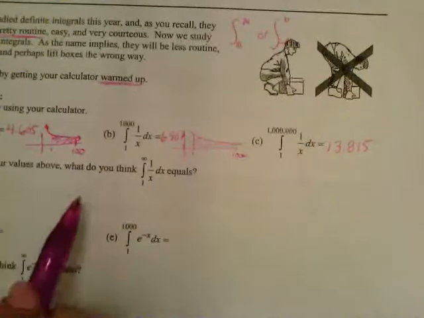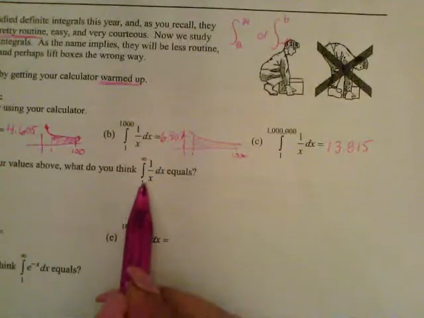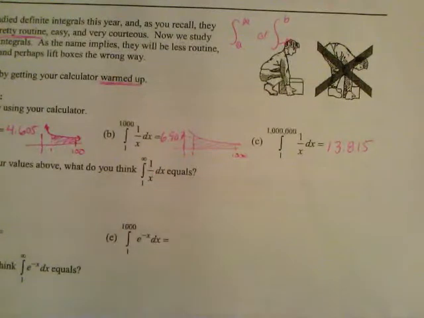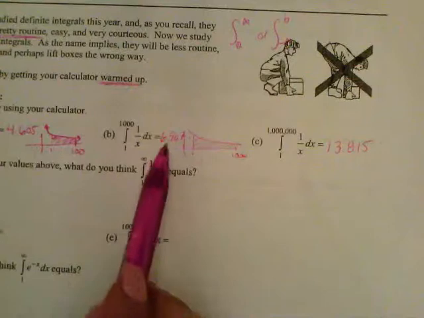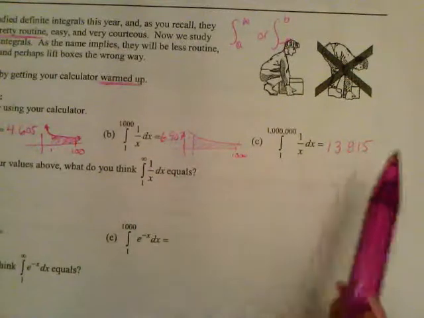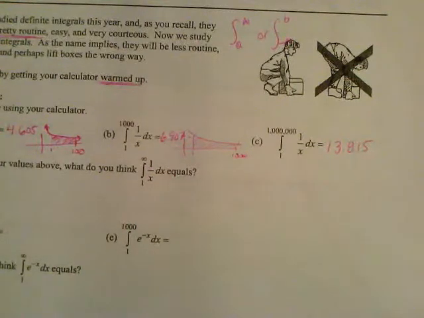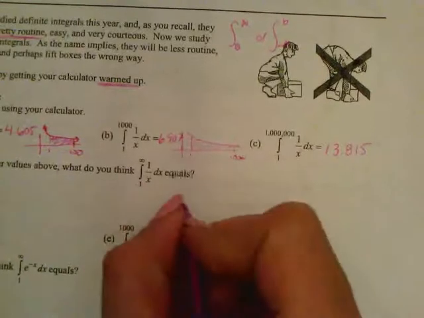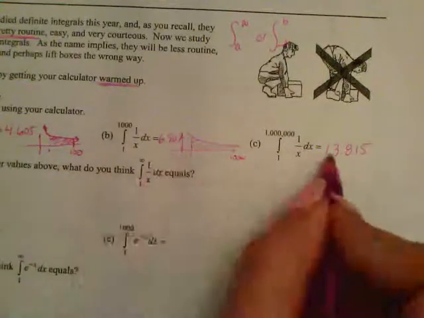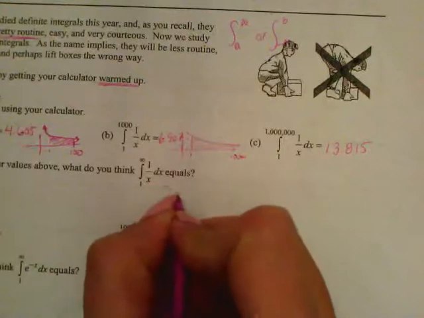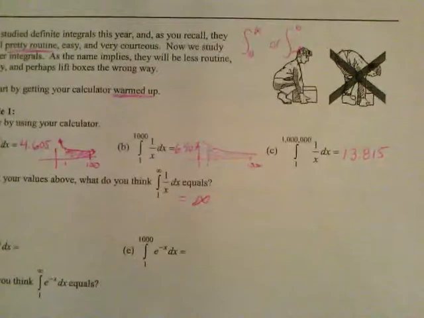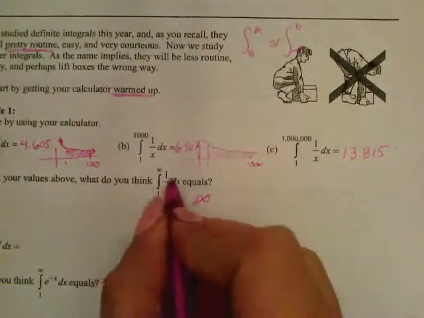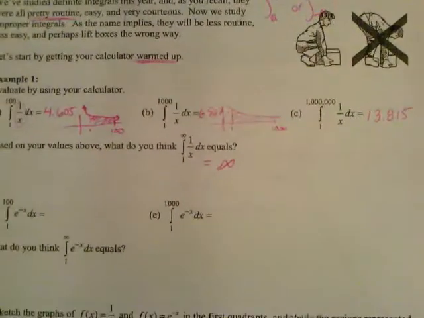So based on our values, what do you think the integral or the area of 1 over x from 1 to infinity will equal? Now we notice that it just keeps getting bigger and bigger and bigger. And it's not getting any closer to any one specific number. So in this case, for the function 1 over x, based on our calculator numbers, we can conclude that the area, or the integral, is going to equal infinity.